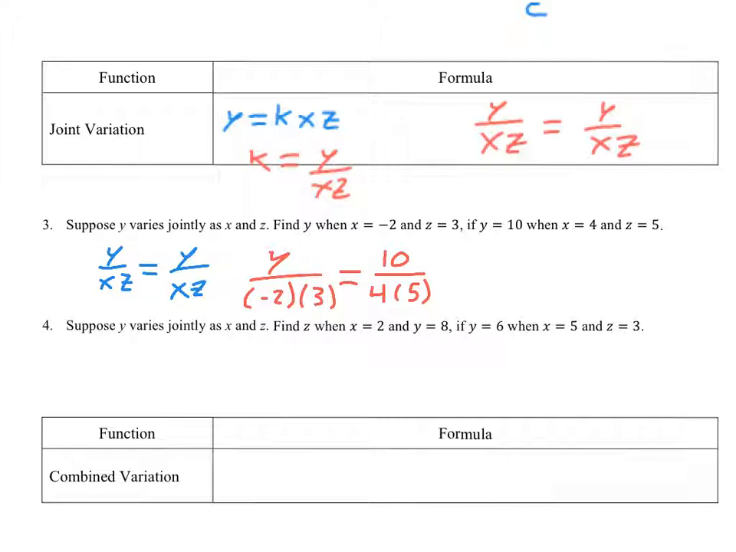Okay, we can cross multiply. Y times 4 times 5 is 20y. -2 times 3 times 10 is -60. So y equals -3.